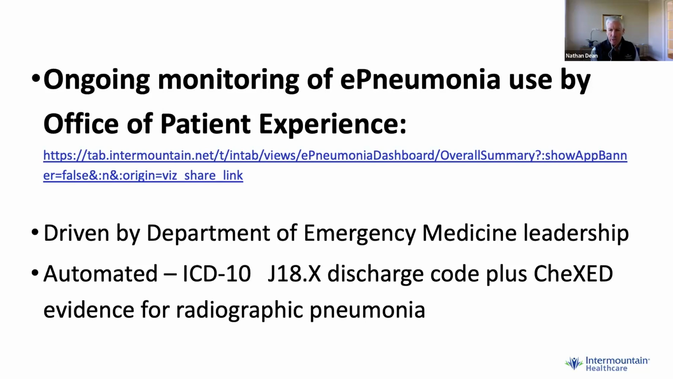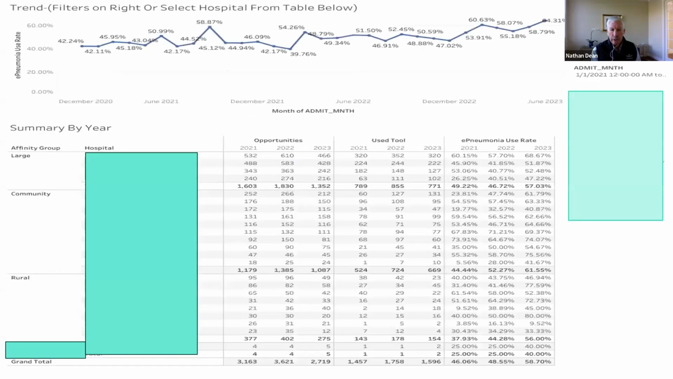With the results that I showed you, we had a strong push that this becomes standard of care throughout our hospitals. And we were doing this really up almost to now with having to have individual review of X-ray reports and discharge codes. But we recently have automated that because we're using the J18X discharge codes, and CheckCD is providing the radiographic pneumonia information. Next slide. So this is an example.